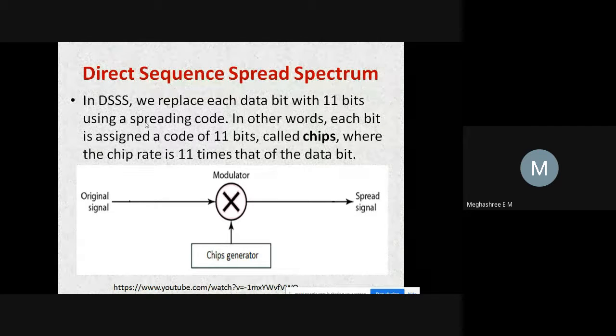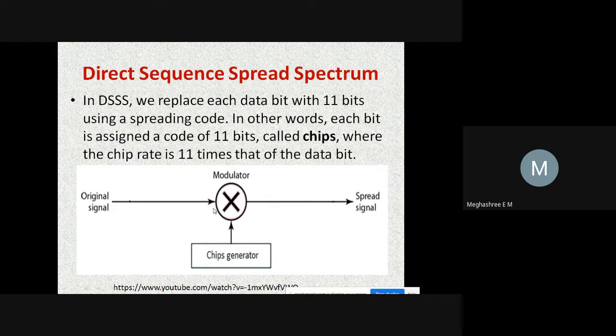Now we'll move on to DSSS, which is direct sequence spread spectrum. Again, direct sequence spread spectrum is also used to expand the bandwidth of the original signal. Okay, but it follows a different method.